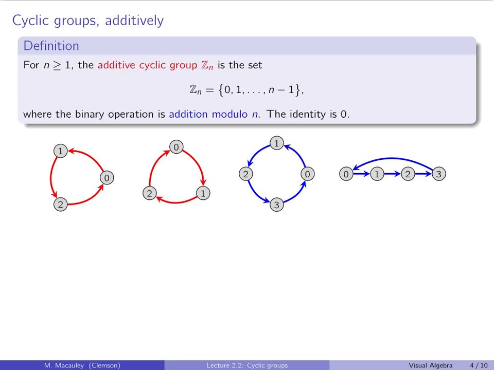Cyclic groups can also be written additively, and I will let Zn, this boldface Zn, denote the set of numbers 0, 1, 2, up to n minus 1, where the binary operation is addition mod n. Notice that the identity element is 0, whereas the identity element in Cn multiplicatively is 1. Here are some Cayley graphs. They look just like the ones in the previous slide. It's just now we have numbers instead of the corresponding power of r.